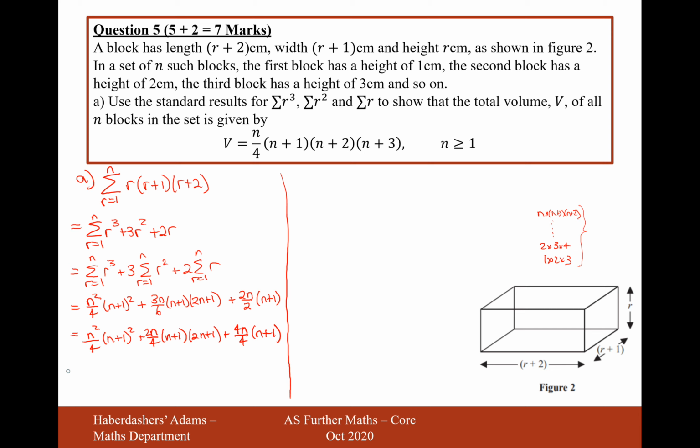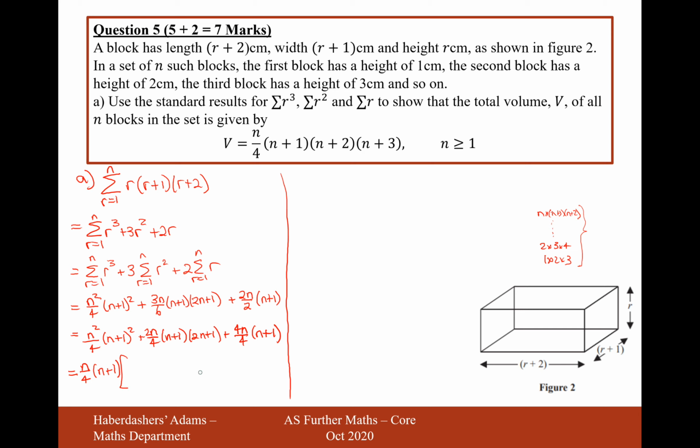Right, so now we have a big factorising step ahead. We've got a common denominator of 4 on all the terms. n is also a common factor of all 3 terms. And n plus 1 is also a common factor of all 3 terms as well.